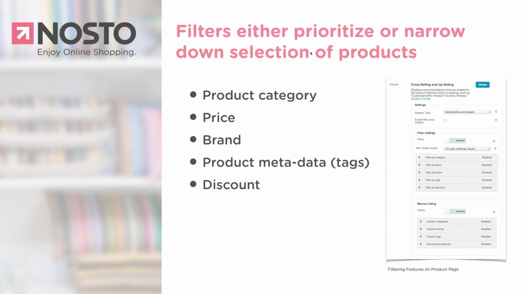They impact basically the most important metrics and variables of your product catalog, meaning product category, product price, the brand, any metadata you might have, so the product tags, as well as discount, which again feeds into the price as well.